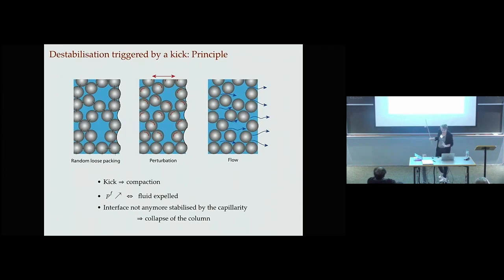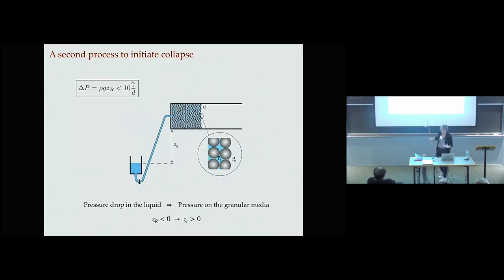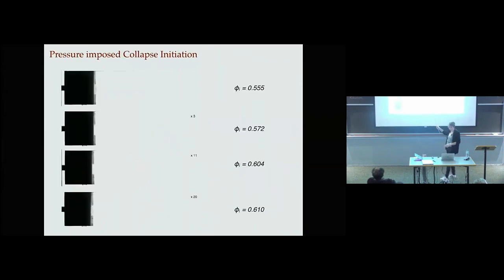So we imagined a second way to destabilize the column. We begin with the same initial state, and the tap is closed here. We take the reservoir and put it above, and we open the tap. So it's more like a pressure-imposed collapse. I show you what happened for different volume fractions. The first one is a random loose packing.